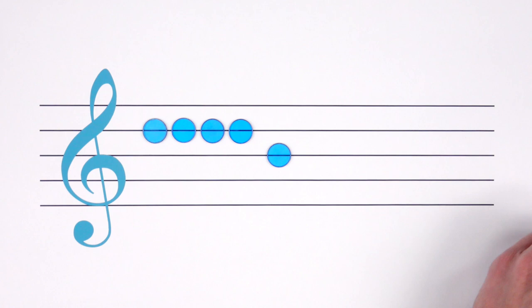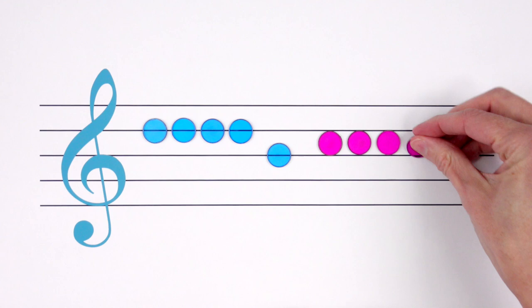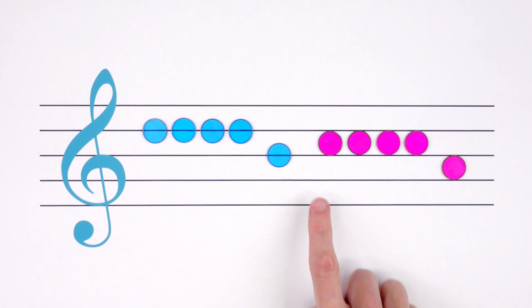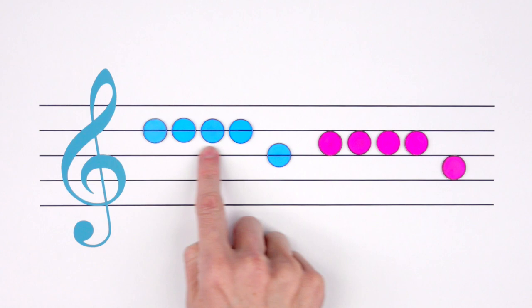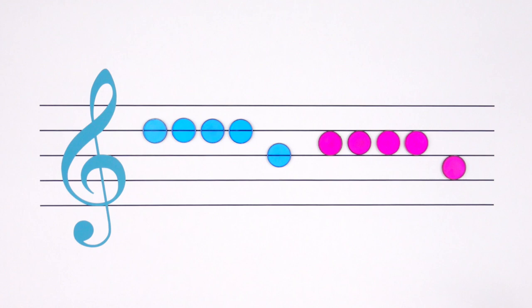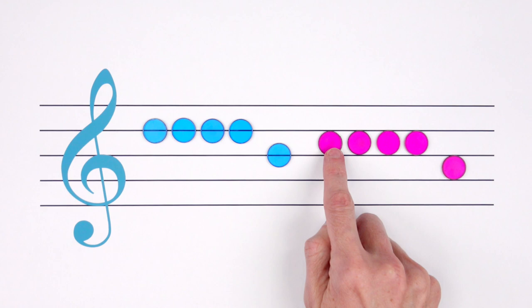Now let's look at the next pattern and tell me what you notice. No one in the house. What do you notice about this next pattern? It's actually the same pattern that we just had. We have four repeating notes, then a skip down. But what's different? This time we're on a space note. It's the same pattern, but just starting one step lower than before.